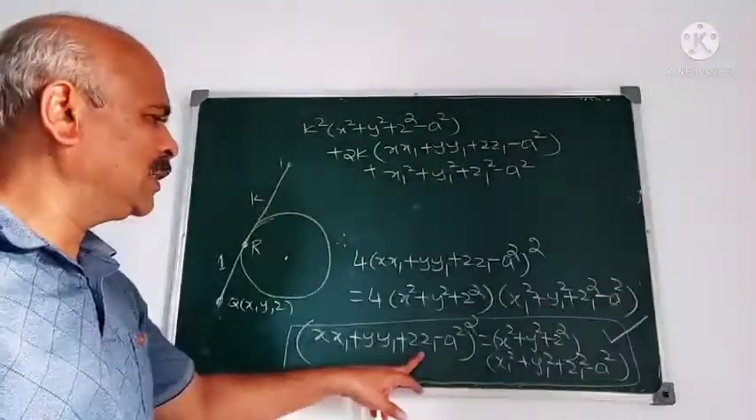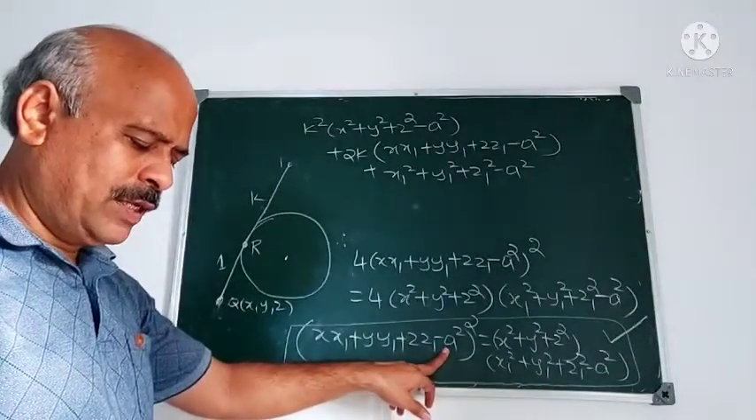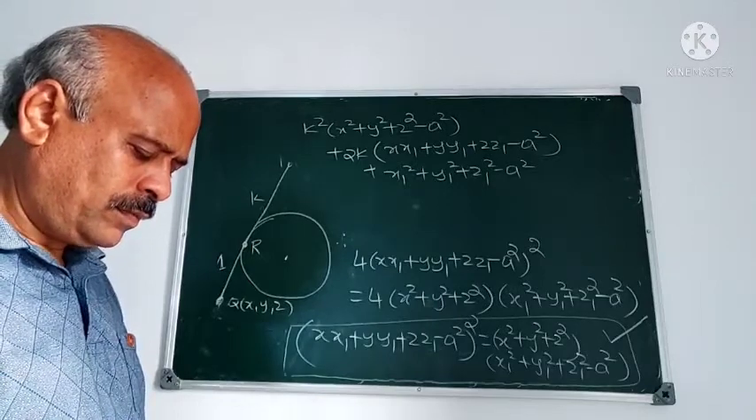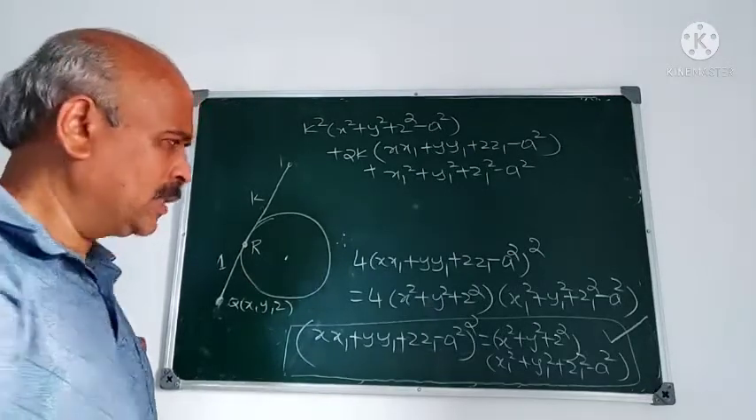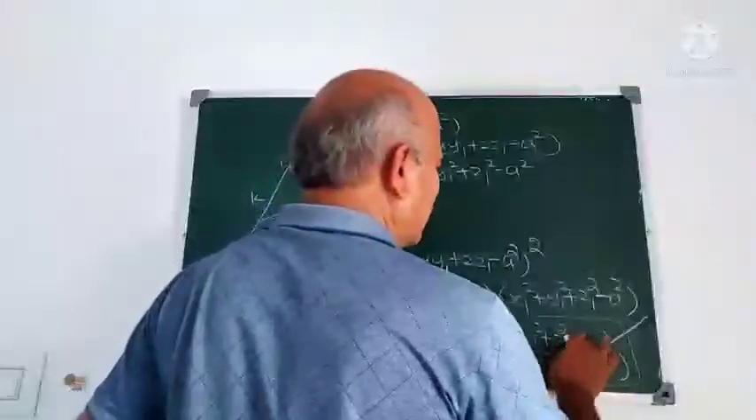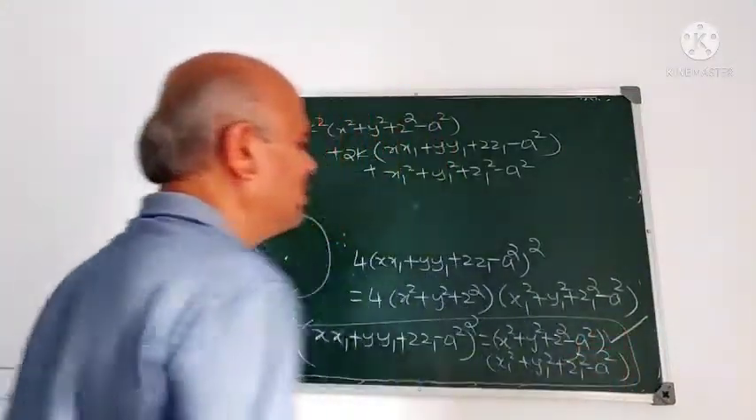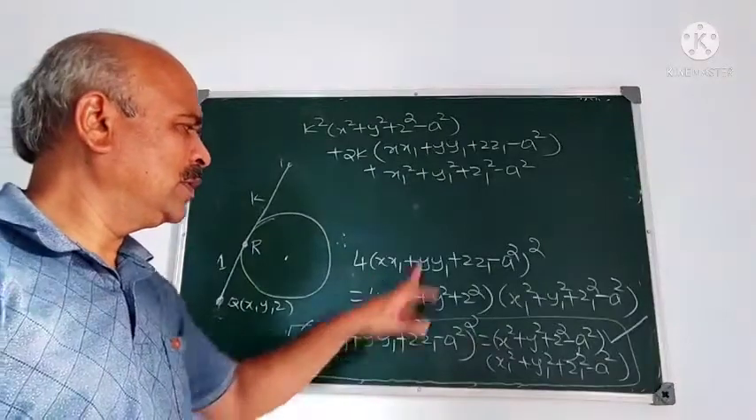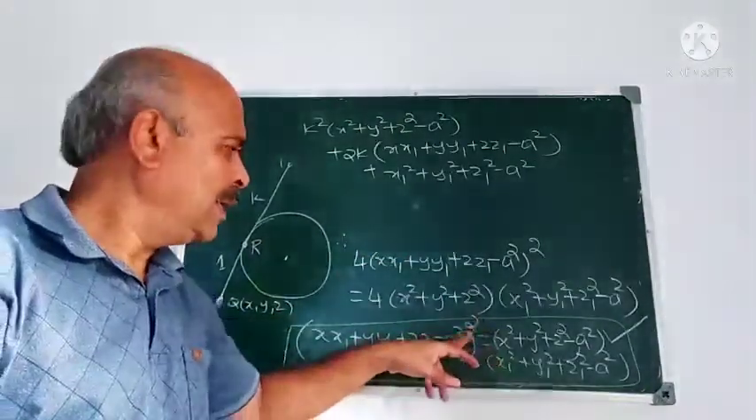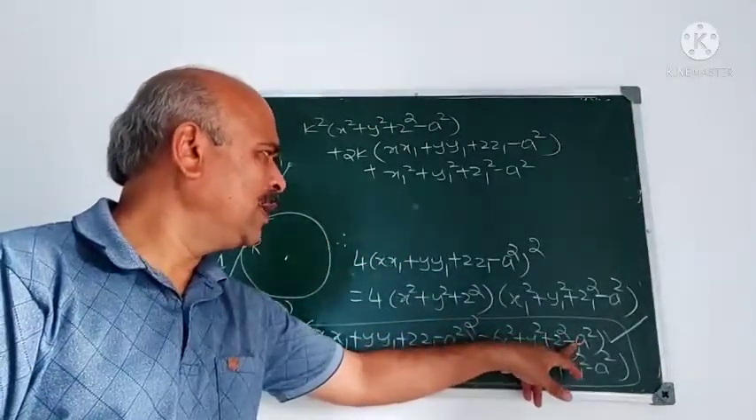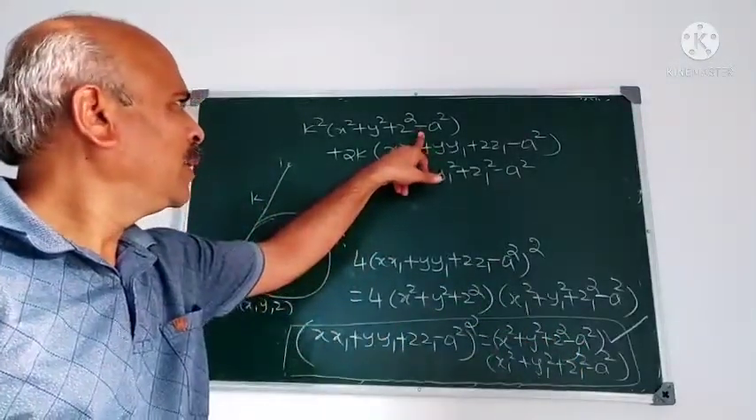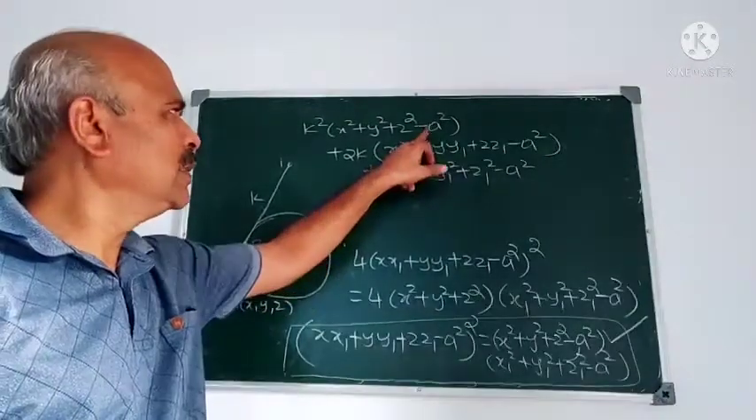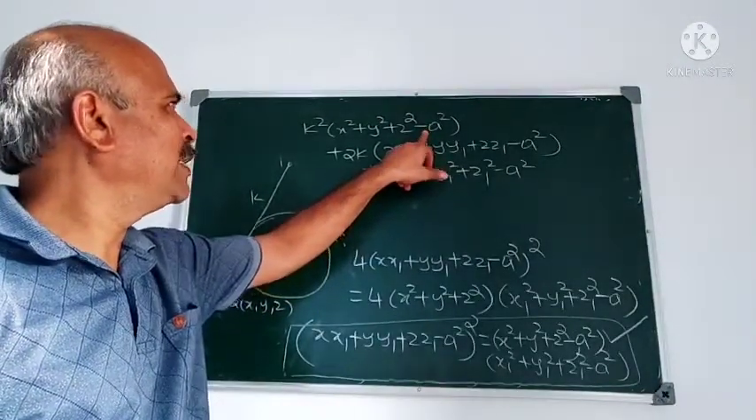4 into (x x1 plus y y1 plus z z1 minus a square) is equal to, is it correct? Yes, x square plus y square plus z square minus a square must be there, correct? There is a correction here. I think I left this term out, you see in the simplification. This term, minus a square, was not there.